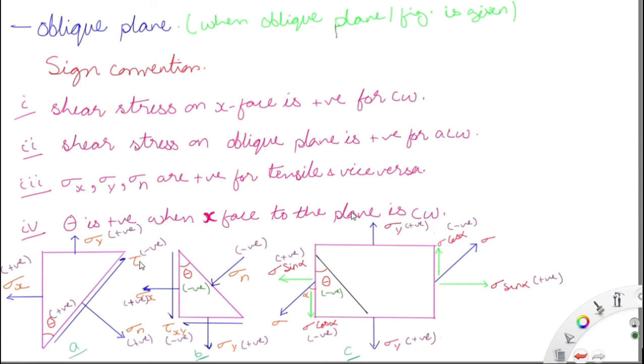Now in the second figure, sigma x is positive, sigma y is positive, however sigma n is negative, because sigma n is the compressive one. Theta is negative because from the x face to the plane it's anti-clockwise. Now tau xy is negative because this is going downwards, this will go upwards, and this will give you an anti-clockwise moment. Shear stress on the x face is positive for clockwise, that's why tau xy is negative.